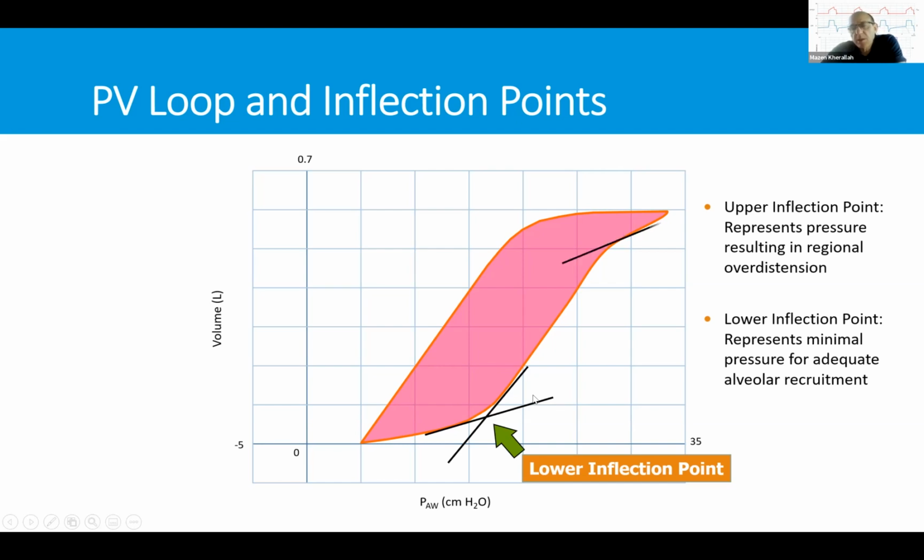At the same time, you will see that there is another deflection point, or inflection point. It's called the upper inflection point. Above this point, you would see that the system is less compliant, meaning that you need to put too much pressure for little volume. This is what makes the system over-distended. You need to limit the pressure below this point so you don't over-distend the system and then cause barotrauma or volutrauma.